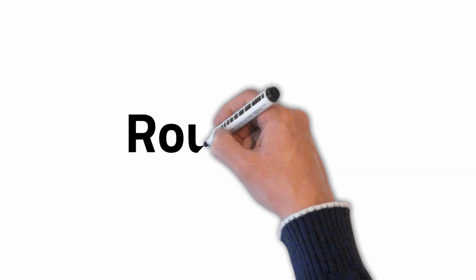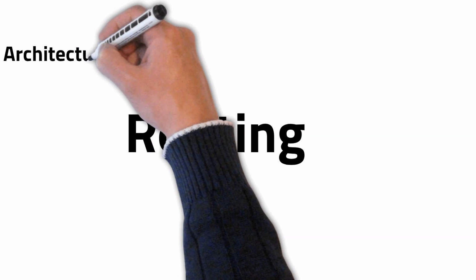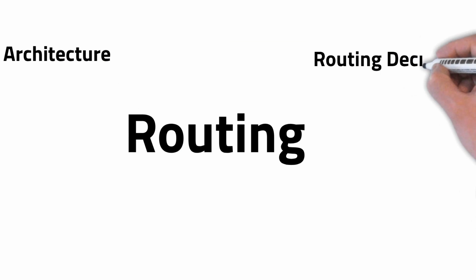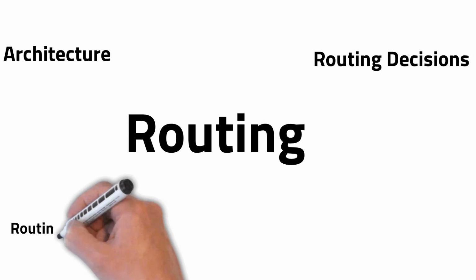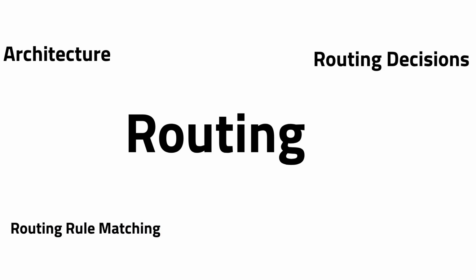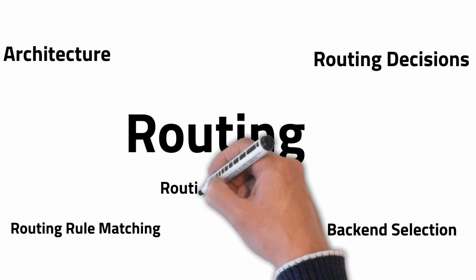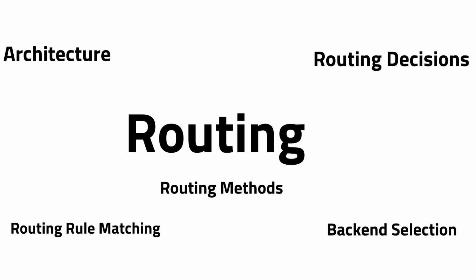Then we are going to move into the routing architecture to understand how front door makes routing decisions and tries to match the incoming request with a specific routing rule that you have configured in your Azure Front Door. Also, how Azure Front Door routes incoming requests to the healthy backend instances, and what are the different routing methods that Azure Front Door is using to achieve this.